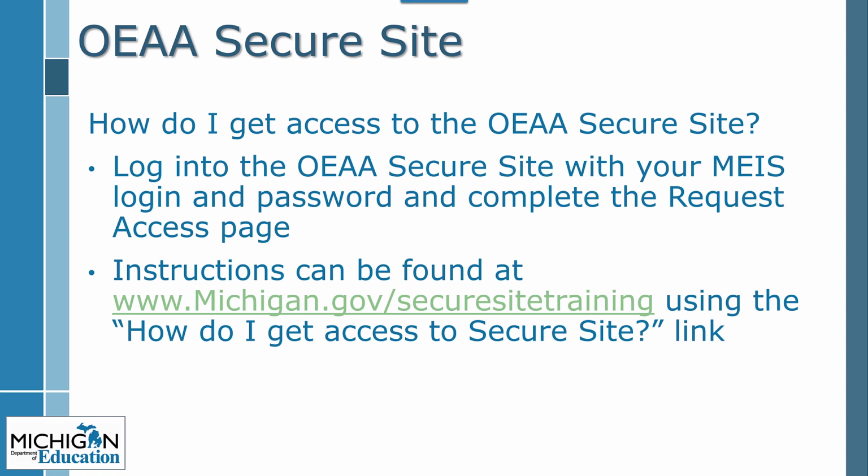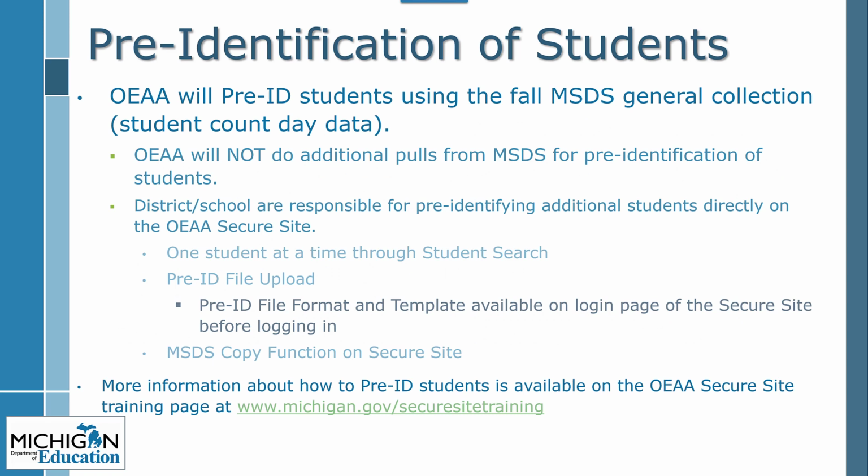Go to www.michigan.gov/securesitetraining and click right at the top of the page, "How do I get access to the secure site?" The OEAA pre-ID'd students based on your fall MSDS General Collection Student Count Day on January 4th. There are no additional polls for pre-ID that are done by MDE after that date, which means that any enrollment changes after this need to be inputted by you into the OEAA Secure site.